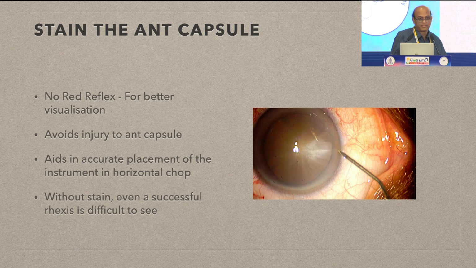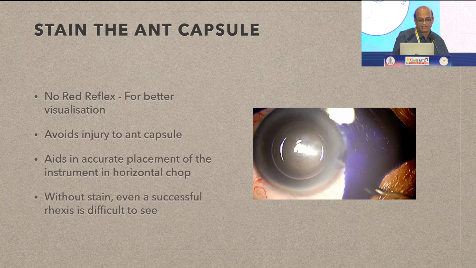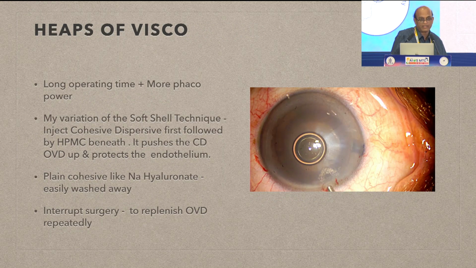But my suggestion is, because in these patients you don't have much of a cortex and there's absolutely no space between the capsule and the nucleus, it's better we avoid a horizontal chop. I say horizontal chop is contraindicated. Without stain, even a successful rhexis is difficult to see. So once we stain the anterior capsule, then we reform the anterior chamber with viscoelastic.